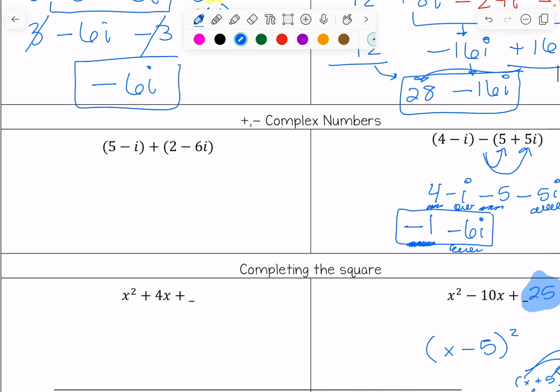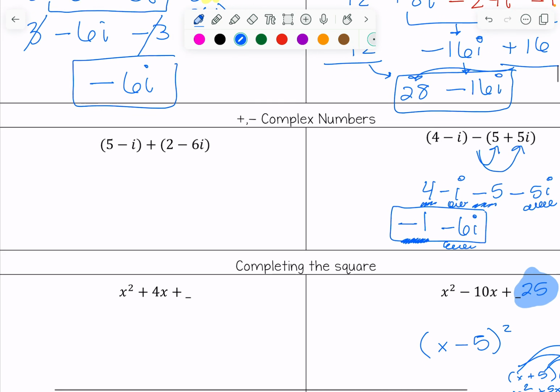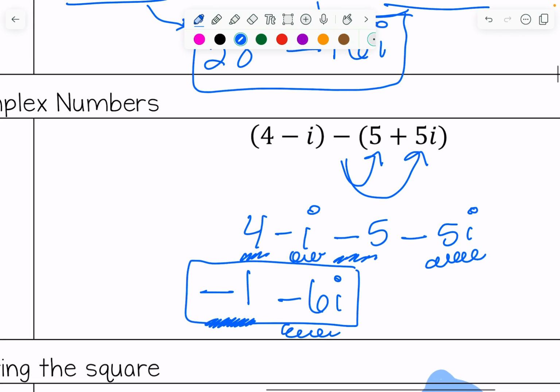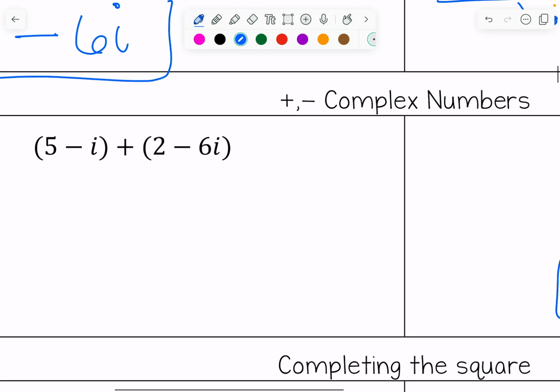We're adding complex numbers. So for adding and subtracting you do have to distribute the negative. But for adding, you just have to add the like terms. So for here, I'm going to add the 5 and the 2, making 7. And here I'm going to put together the negative 1i and the negative 6i to negative 7i.